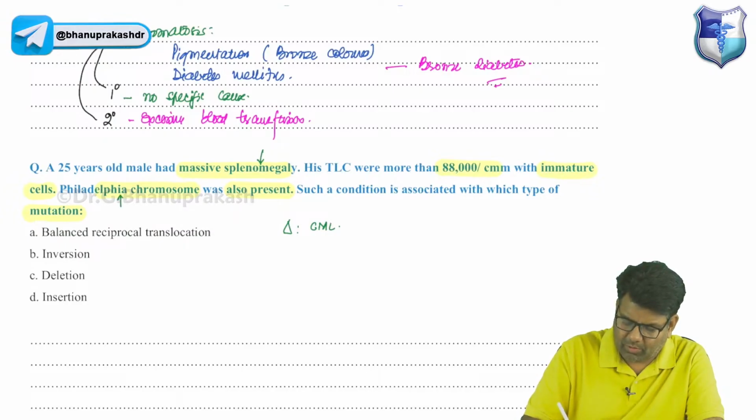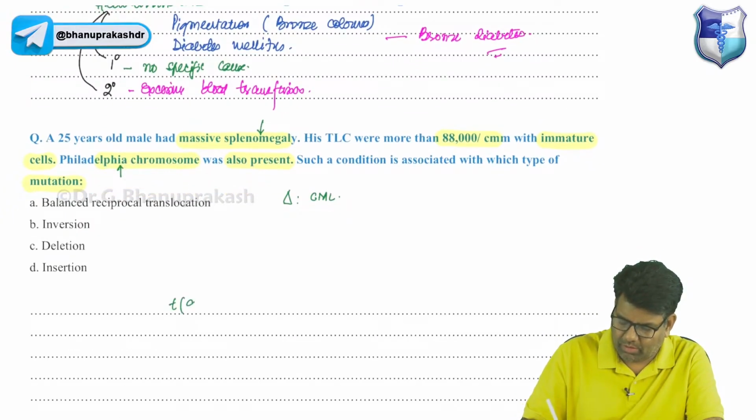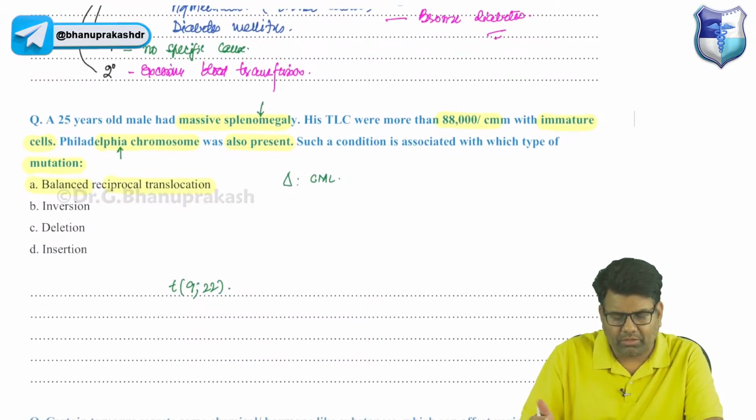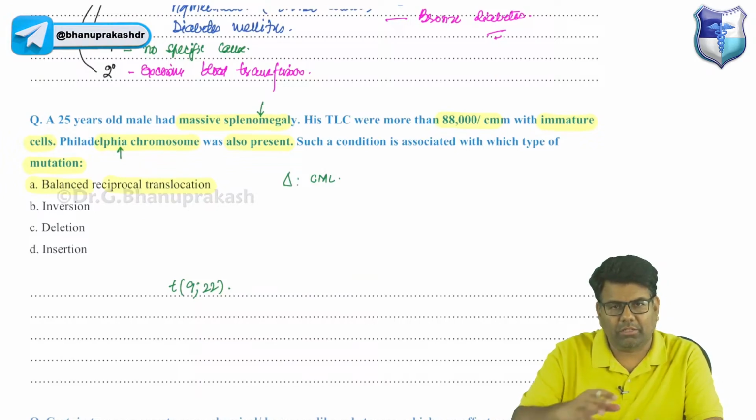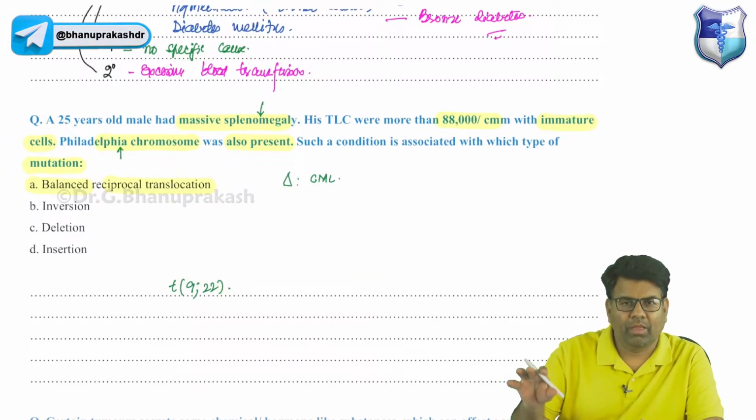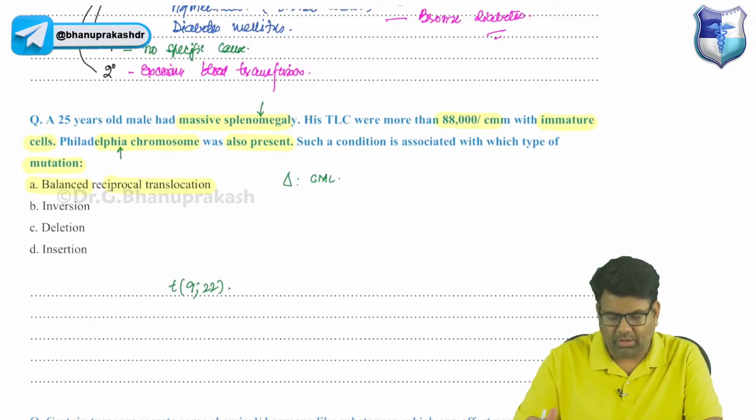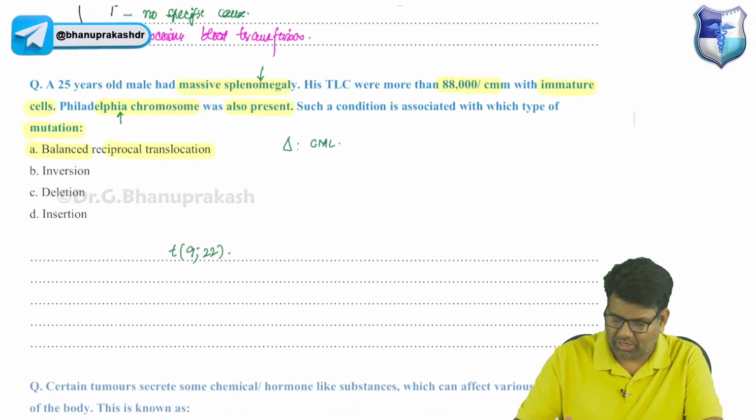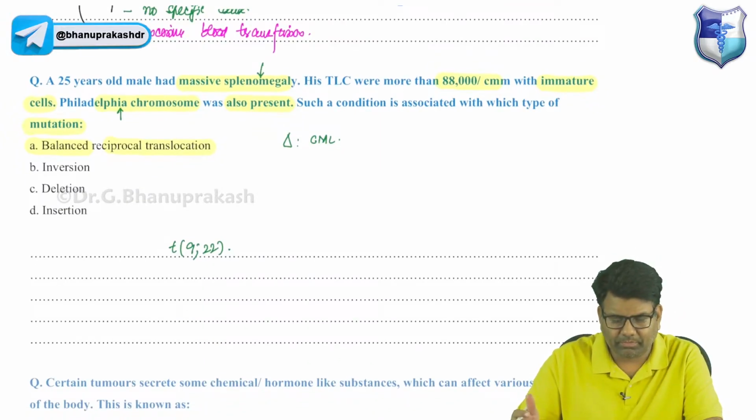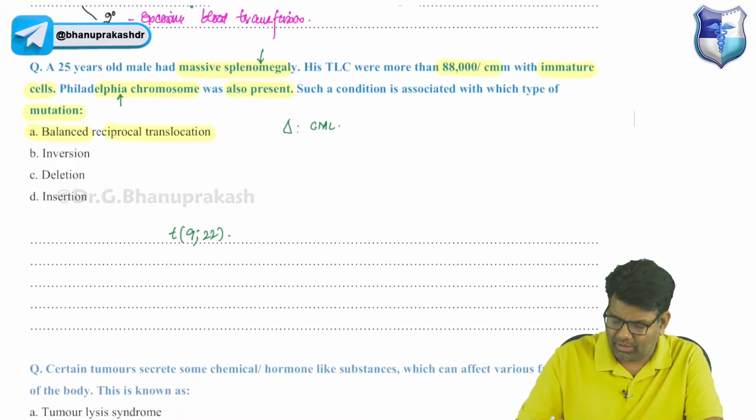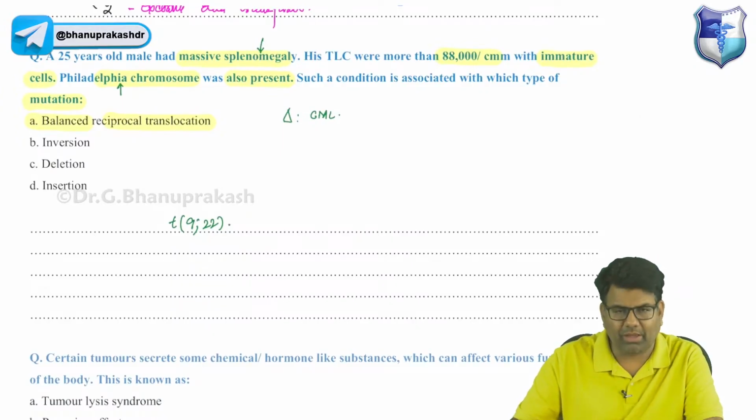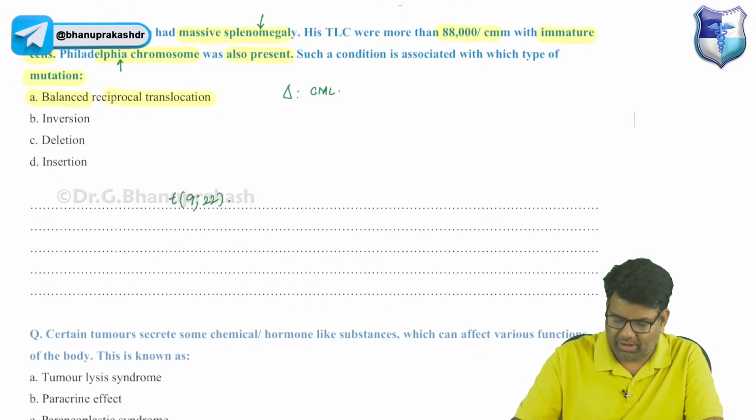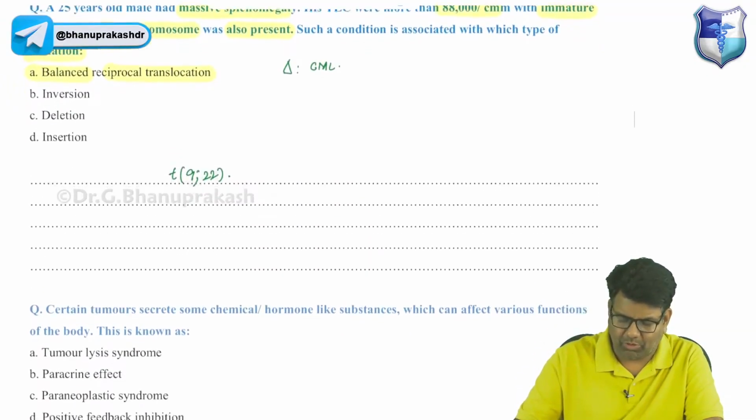The Philadelphia chromosome is 9;22. So this is a balanced reciprocal translocation. Means some part from 9 will go to 22, and an equal part from 22 will come to 9. So that is the BCR-ABL translocation, which is very suggestive. P210. So this is the typical description for CML. Always and always you will see splenomegaly.